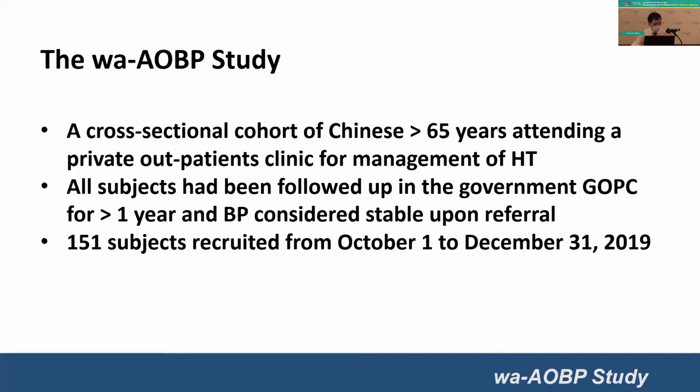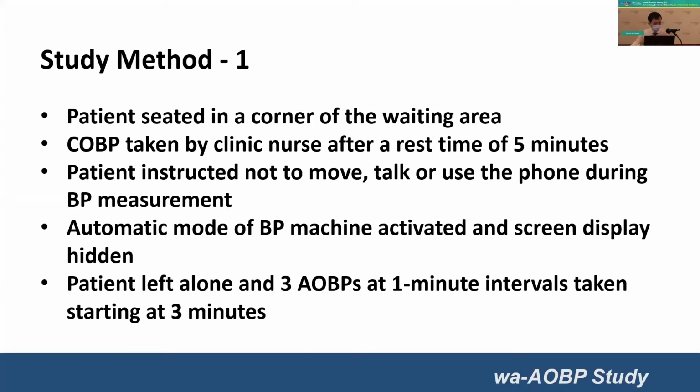In our waiting area AOBP study, we recruited patients attending the private outpatient clinic for management of hypertension. We recruited older people over 65 years of age. 151 subjects were recruited during a 3-month period in 2019. The patient is first seated in the corner of a room, a waiting area. The clinic nurse will check the blood pressure after 5 minutes rest. This is the first set of data we collected. This is a COBP data.